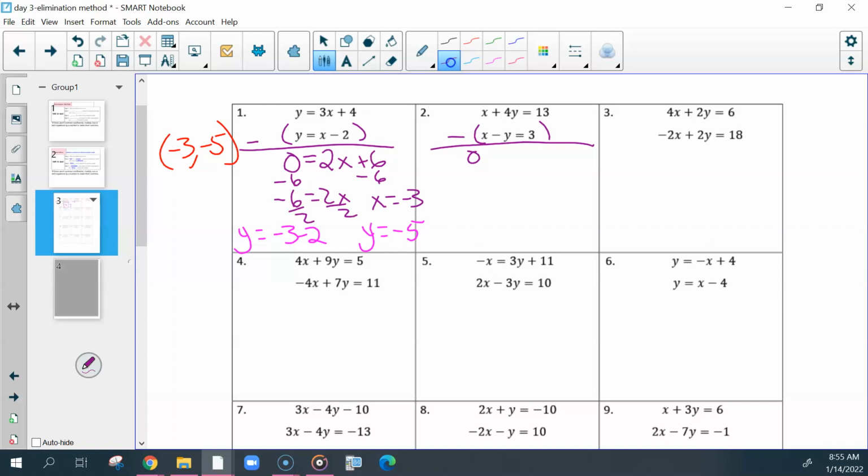4y minus negative y. Not 3, it is positive. Why? 5. And then 13 minus 3 would just be 10.